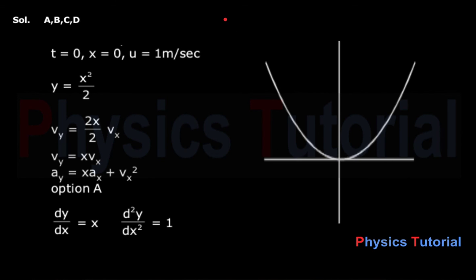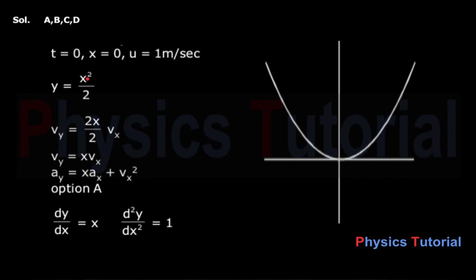So let's see here. If you see, then all four options will be correct. At t equal to 0, x equal to 0, the equation of the curve is y equal to x square by 2, so it is bending towards the y-axis here. Some concavity is there. So at t equal to 0, x equal to 0, u equal to 1 meter per second velocity is there.